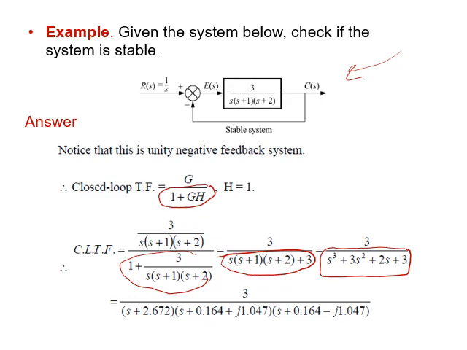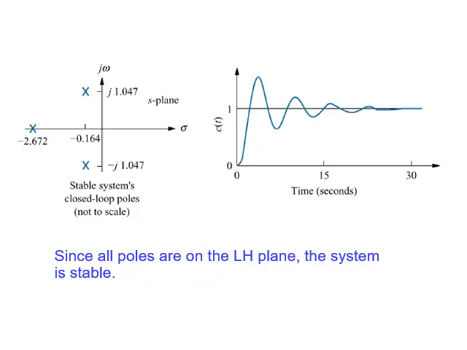As you see, it's a third order equation. That means there are 3 poles available in this system. One will be at minus 2.6. The other will be at minus 0.16 minus j1.04, and the third will be at minus 0.16 plus j1.04. So here are the locations. We have one pole here, and the complex one here with the other complex will be here.